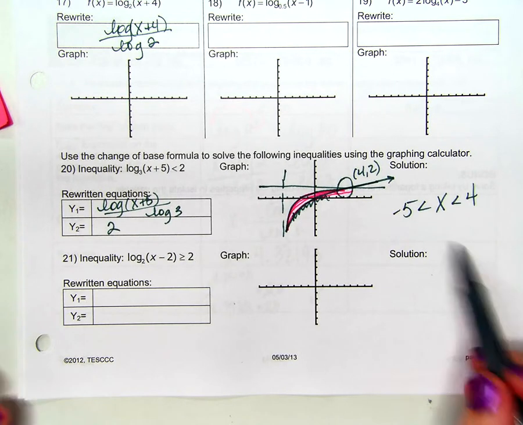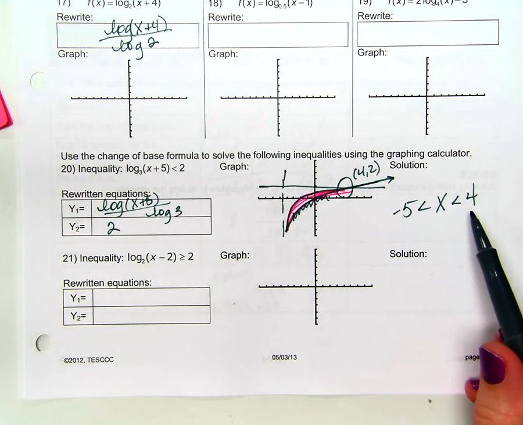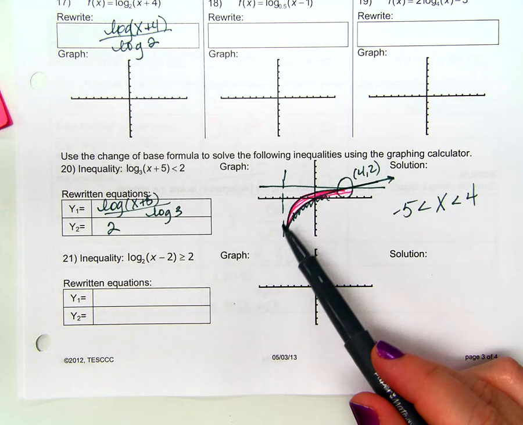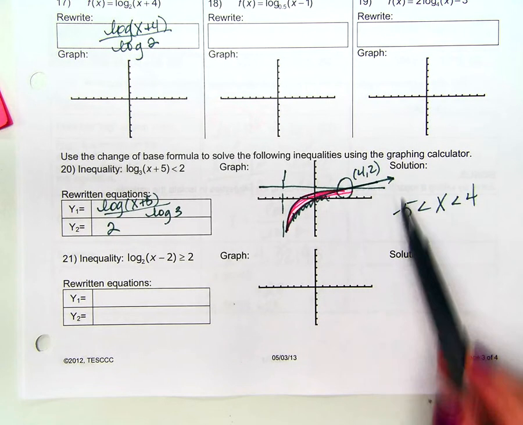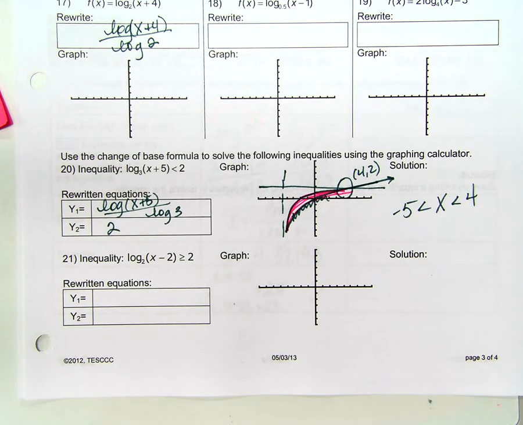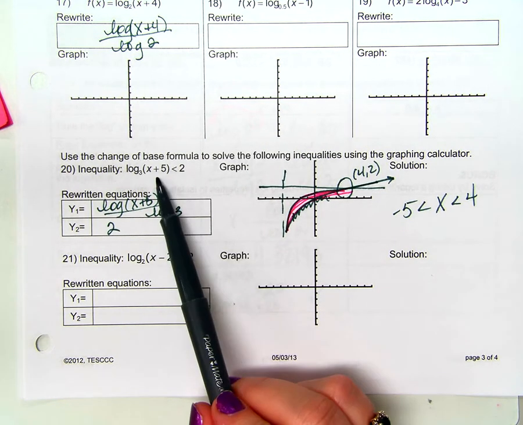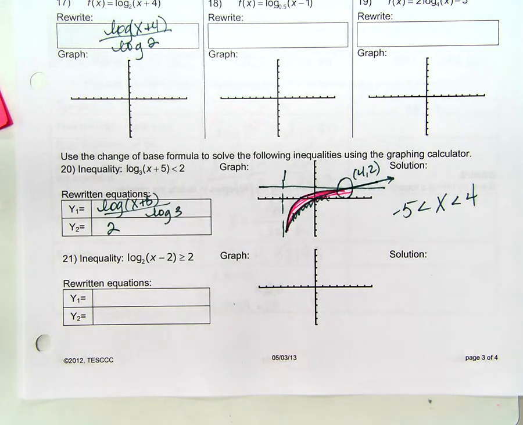Does that make sense? So there's the solution. From -5 to +4 is where the logarithmic graph is less than 2, less than the horizontal line. From the transformations, yep. We actually got it from right there because we know it moves left 5, because of the parent function. All right? Is that okay now?